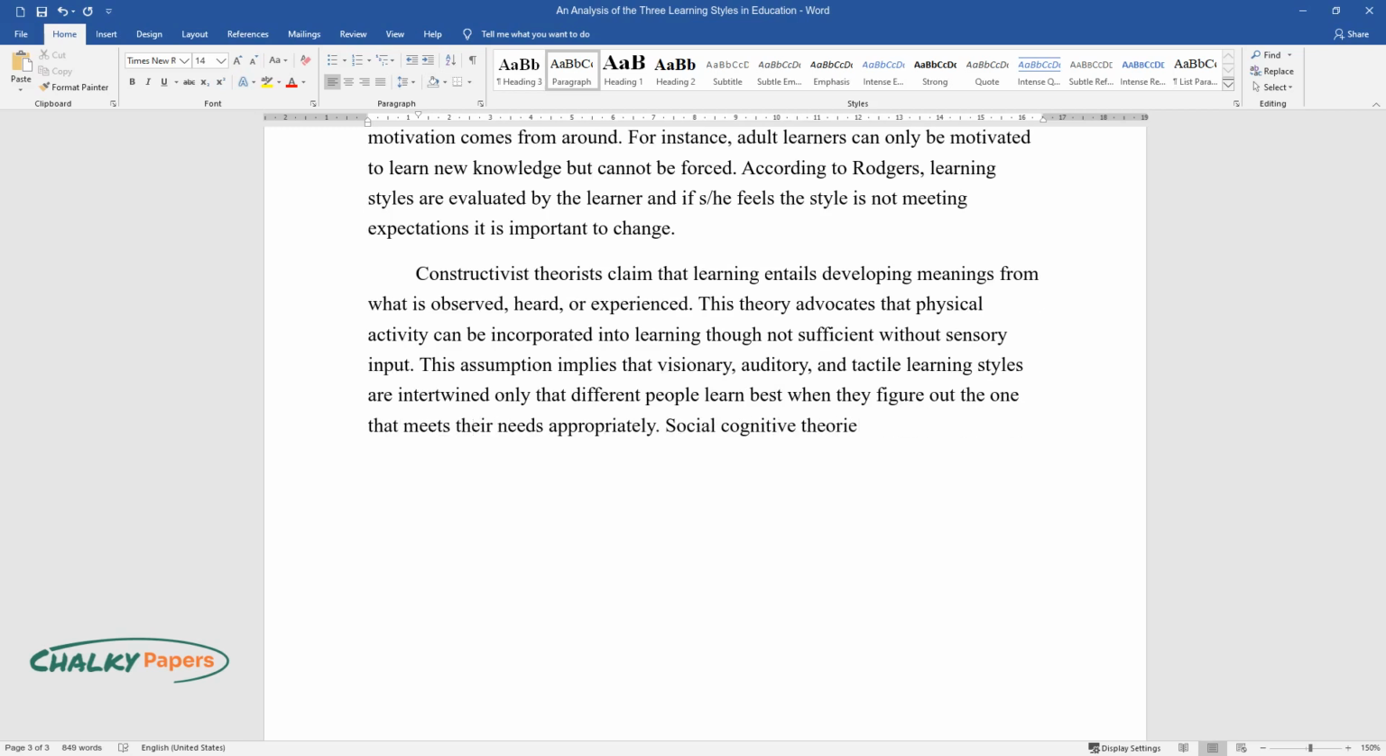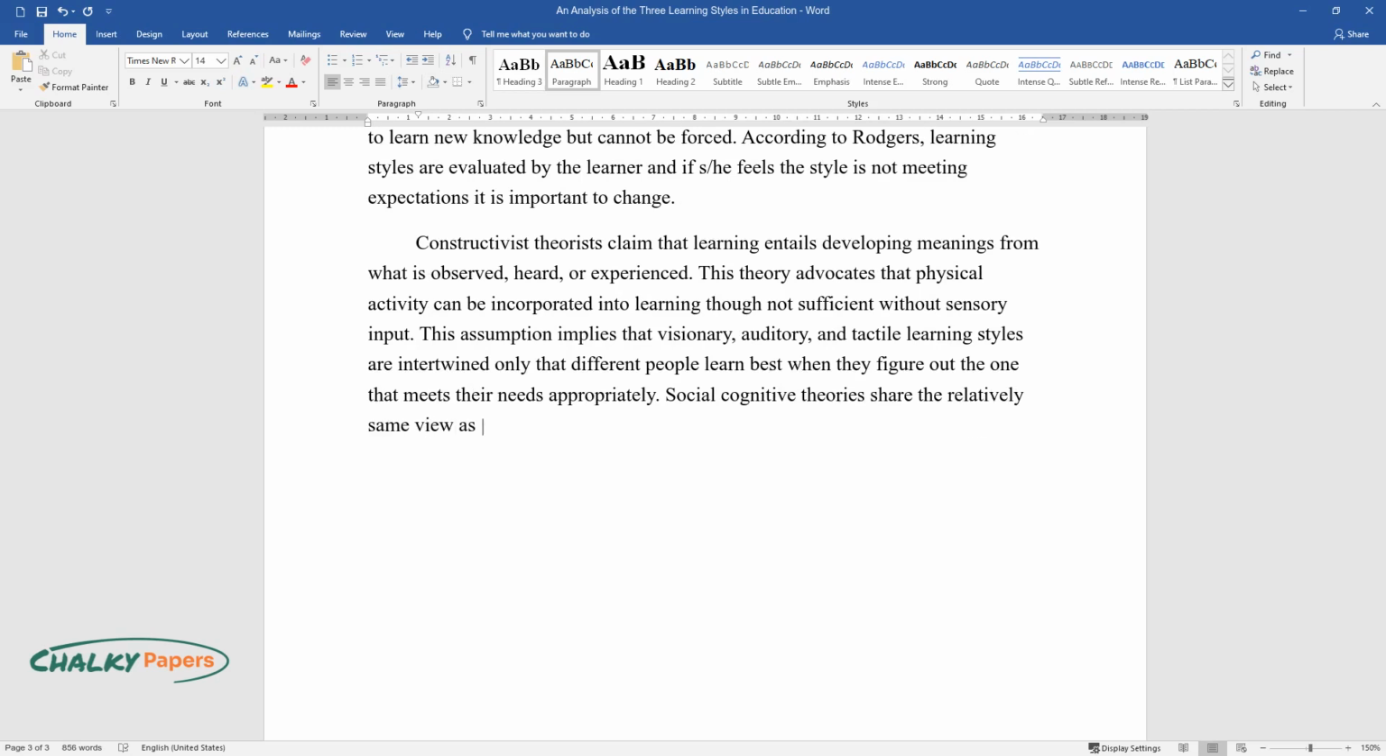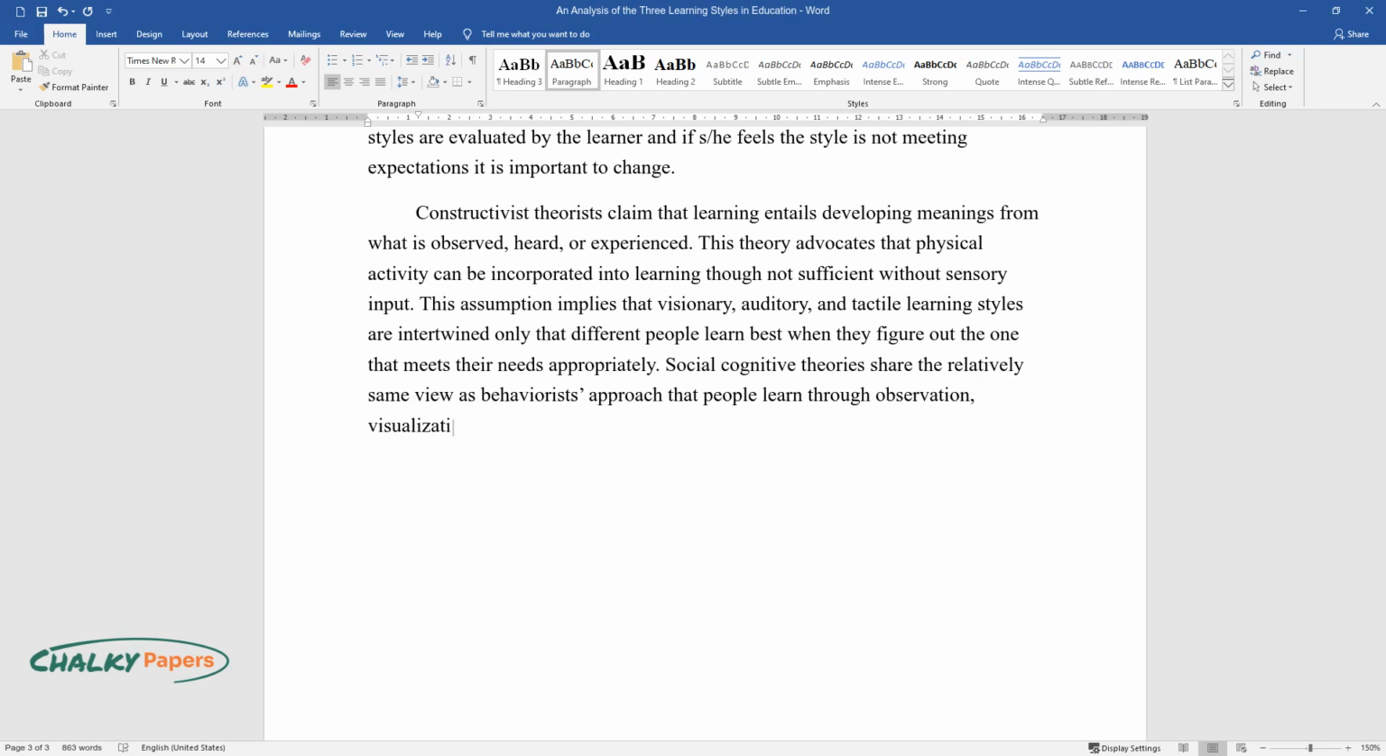Social cognitive theories share relatively the same view as the behaviorists' approach that people learn through observation, visualization, and imitation in a bid to retain or remember events.